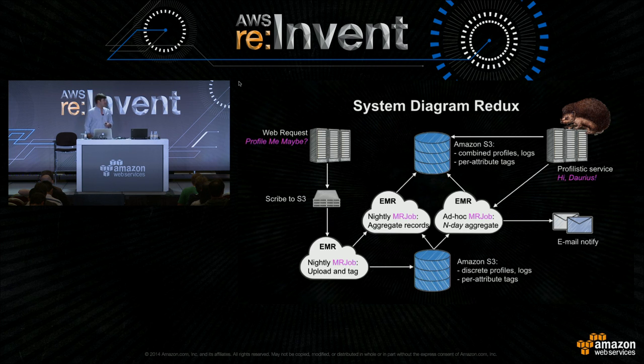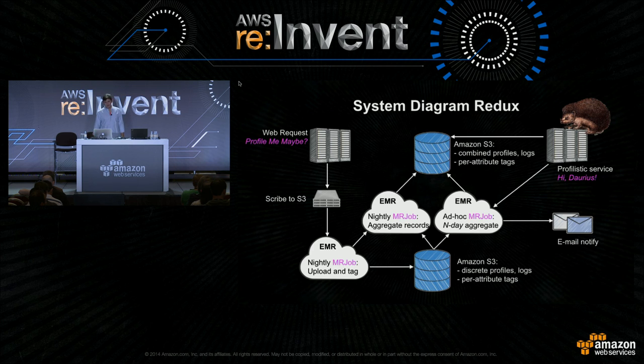Going back to the system diagram end of the spectrum, we start with a web request, profile me maybe, and it goes to a scribe aggregator. There's a first Elastic MapReduce job, which is when we upload them into individual profiles and tag them. So we get discrete profiles and logs and per attribute tags. And then there's a second MapReduce job that aggregates them into combined profiles, which then writes those out, of course, into S3 again as the combined profiles.